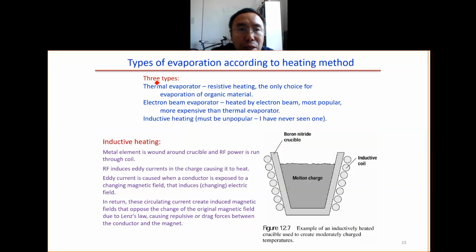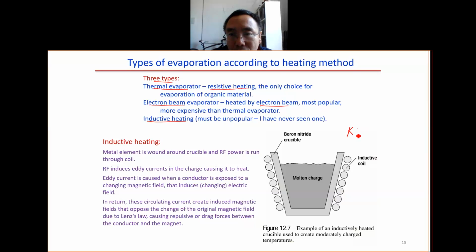There are three types of evaporation. First is the thermal evaporation, where we use resistive heating. The second one is called electron beam evaporation, where we use an electron beam to heat up the source. The third one is the inductive heating. So here we have the induction coil.